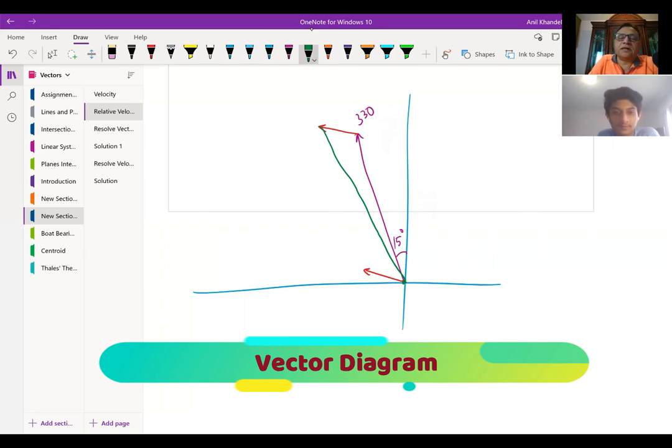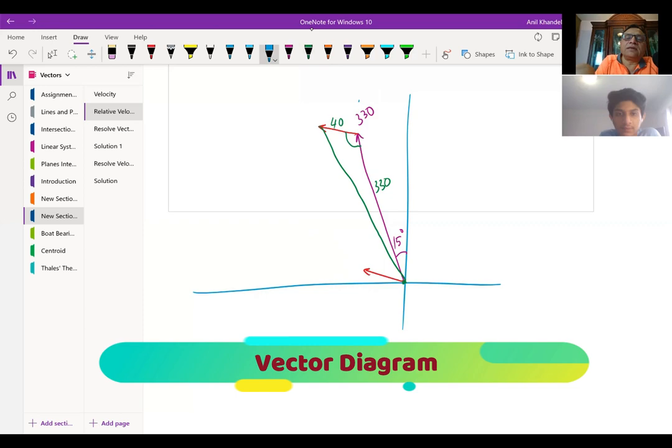In this particular diagram, we know that the wind velocity is 40 and this is 330. So we know two sides, correct? We need to find the angle in between and we can use the cosine law. What is the angle in between? Can you help me figure this out?